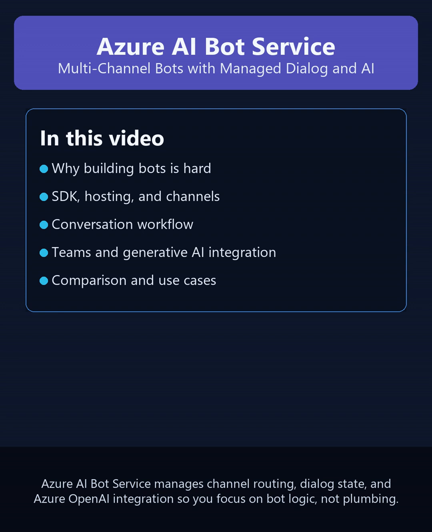Customers expect to get answers instantly on your website, in Microsoft Teams, on WhatsApp, and through voice channels all at the same time. Building a chatbot that works across all those channels, manages multi-turn dialogue, integrates with your backend APIs, and connects to Azure OpenAI for generative answers requires connecting dozens of moving parts. Azure AI Bot Service is Microsoft's managed bot platform that handles channel routing, dialogue management, and authentication so you focus on your bot's logic, not plumbing. This video covers everything you need to know.